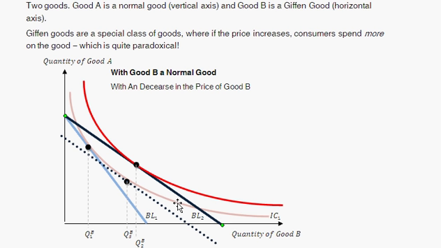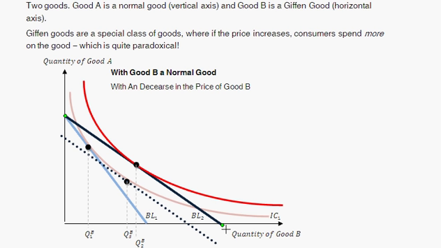Notice that the intersection along the quantity of good A axis stays the same because the price of good A has not changed and income hasn't changed. But because the price of good B has gone down, it means that if we were to spend all of our money on good B, we'd be able to consume more. So this intersection shifts from this point over to this point, and we have a new budget line over here.